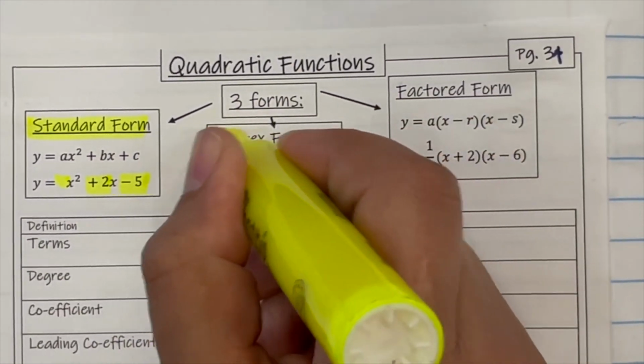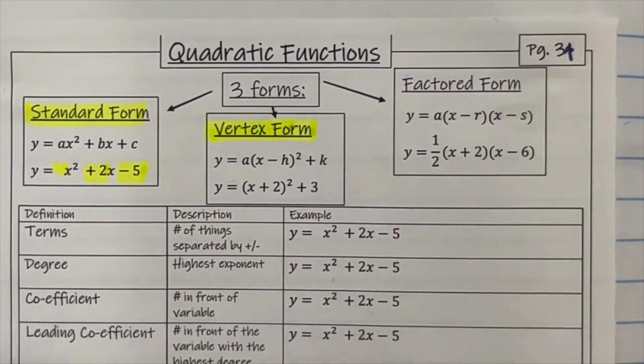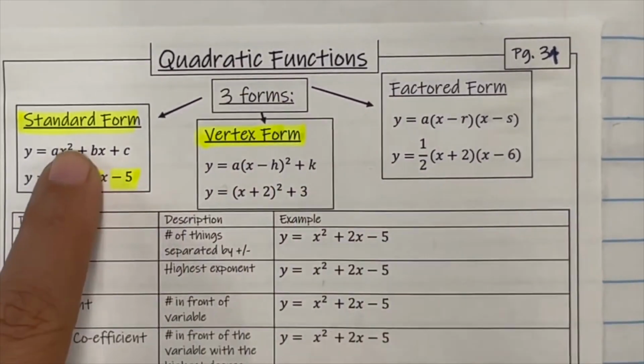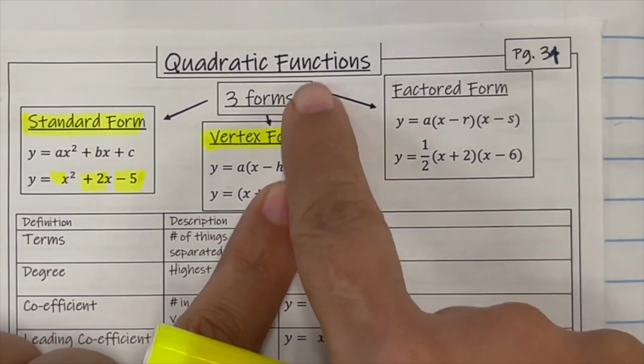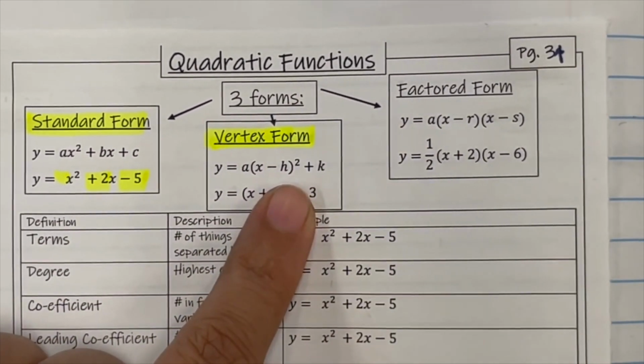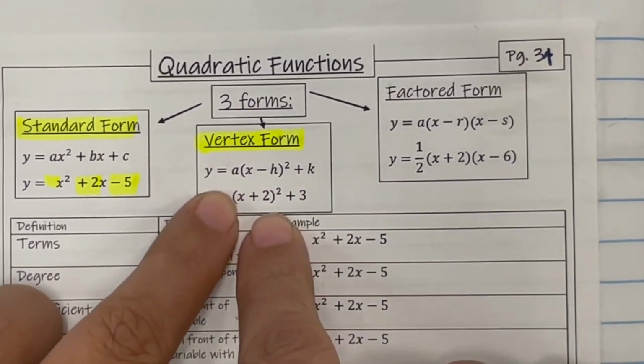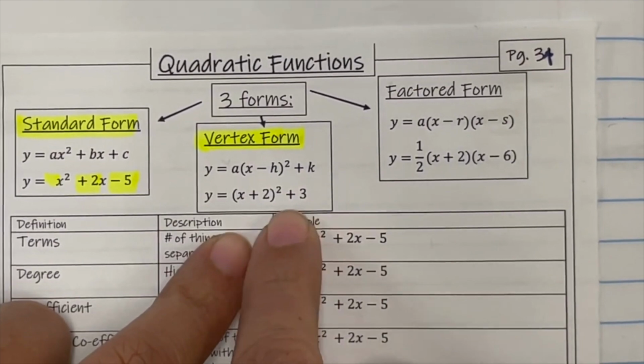Then you have vertex form. All right, vertex form, you see it still has a squared, and this is how you know everything is quadratic. Anything where the highest power is squared, then you know it's quadratic. And we'll talk about factored form in just a second. But vertex form, it has parentheses, squared, and then there may or may not be a number there.